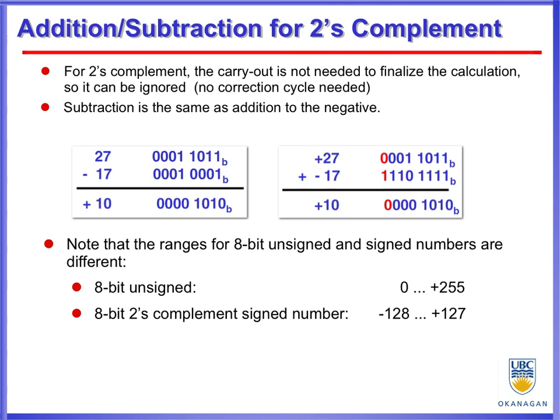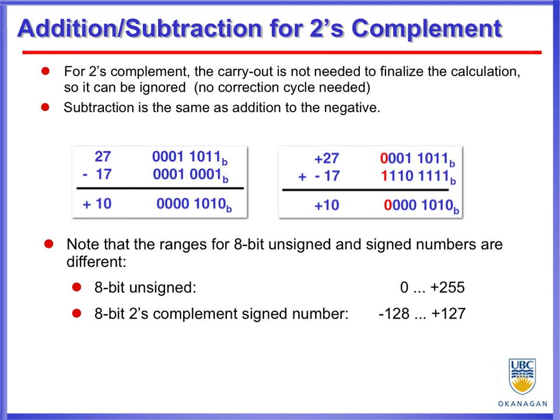So, for instance, if we're subtracting 17 from 27, this is the value for positive 27. This is the binary value for positive 17. And if we subtract them, well, 1 minus 1 is 0, 1 minus 0 is 1, 0 minus 0 is 0, 1 minus 0 is 1, 1 minus 1 is 0, 0, 0, 0. We get positive 10, which is what we expect.